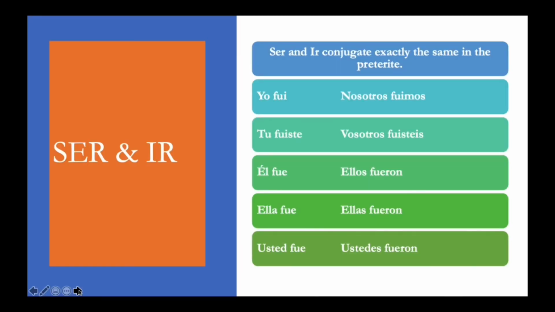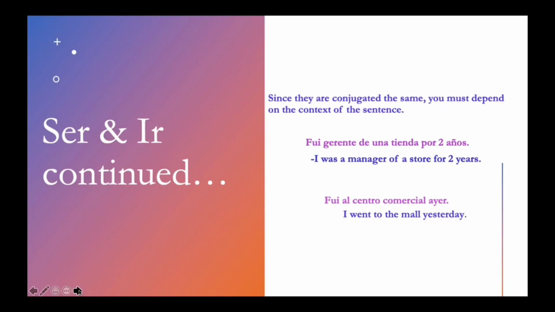Ser and ir, ser means to be, and ir means to go. In the preterite, they have the exact same conjugation. Remember that with irregular verbs, you have to memorize the conjugations. There are no steps like with the regular verbs. So in the case of ser and ir, you have to depend on your context to be able to tell what is being said in the sentence. And here are some examples.